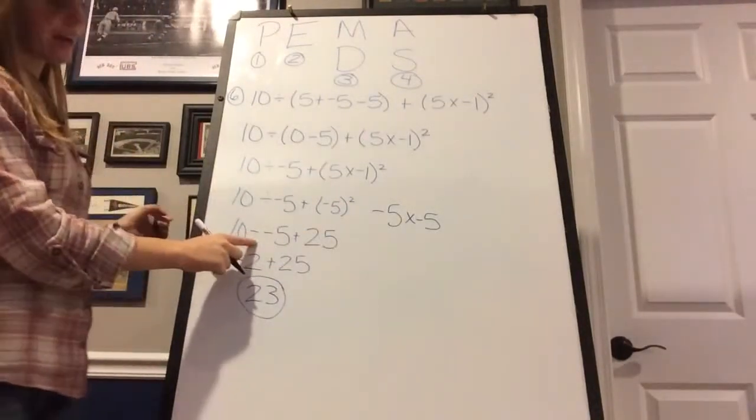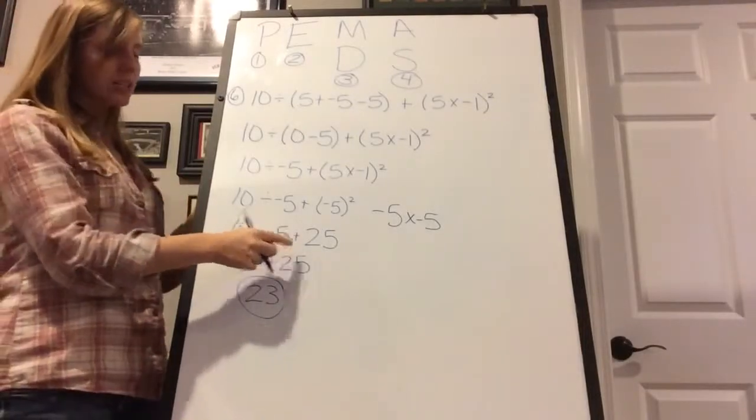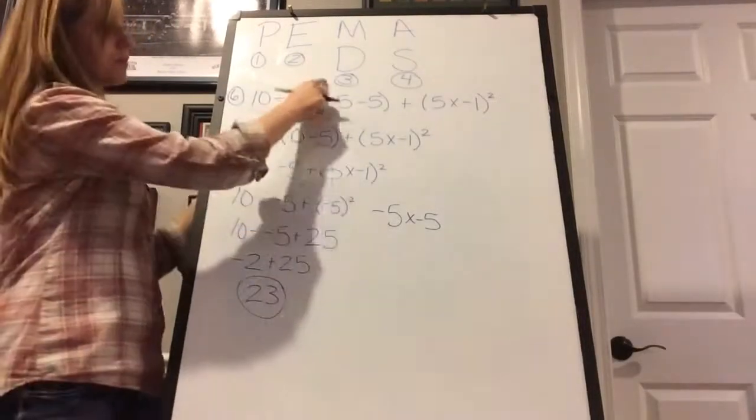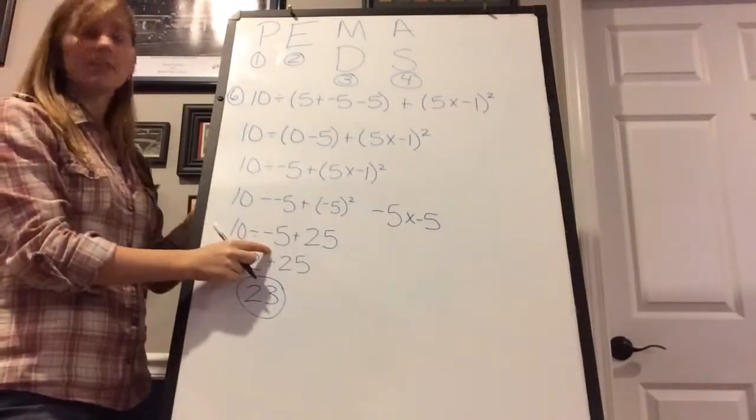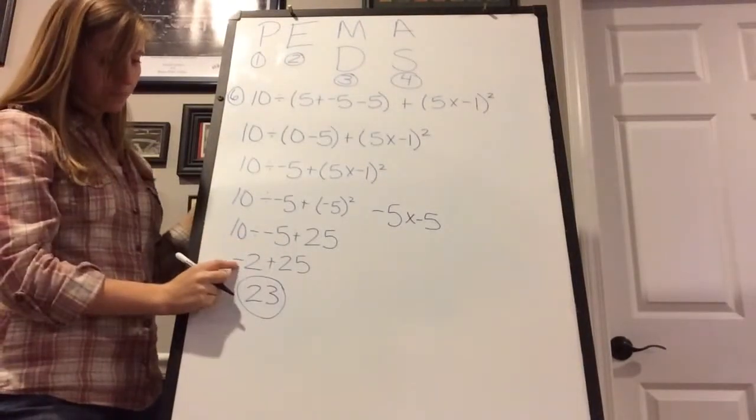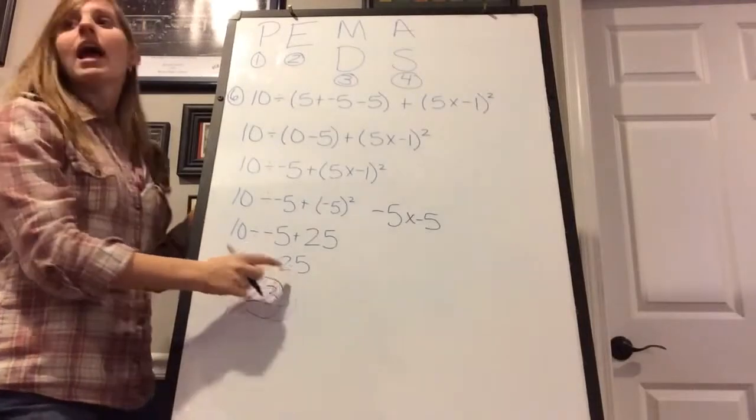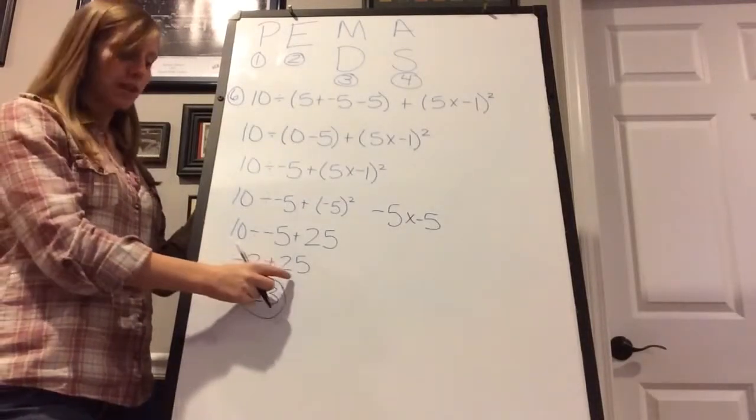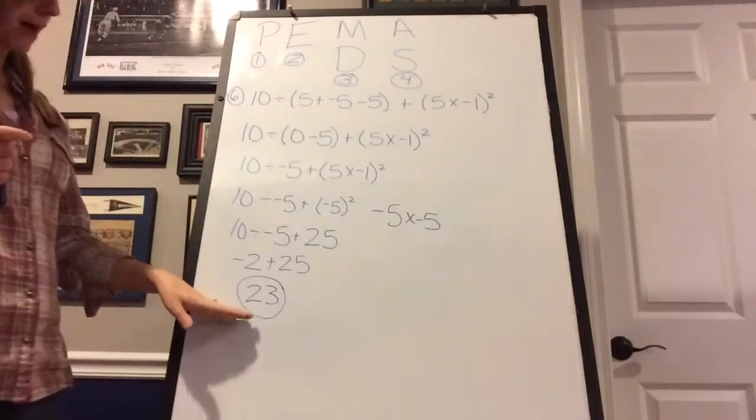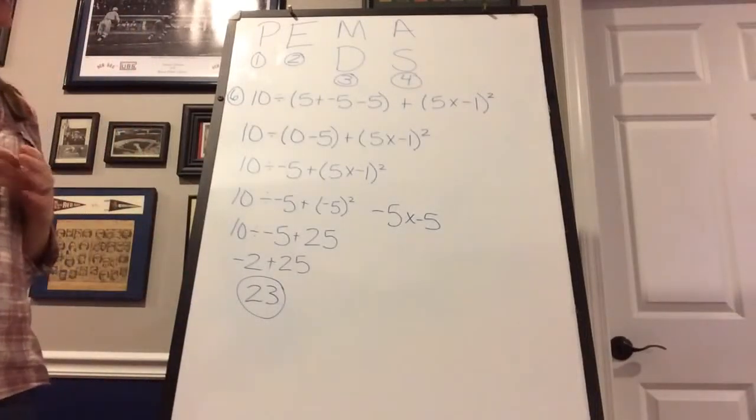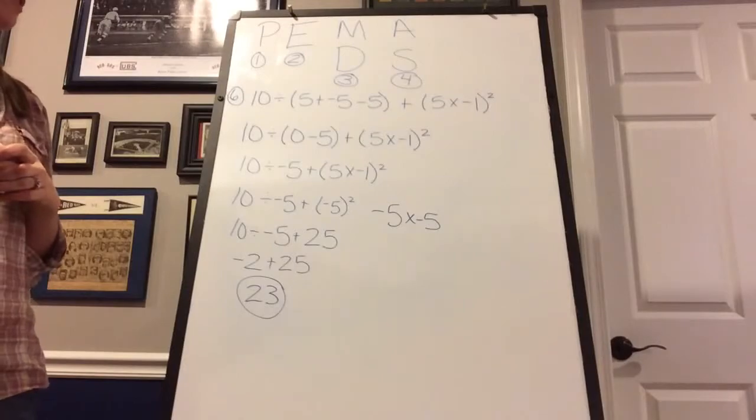After that, all I have left is division and addition. Division comes first before addition, so divide. 10 divided by -5 is -2, and then put plus 25, and -2 plus 25 is 23. So your answer for number 6 should be positive 23, and that's the end of our video on the order of operations.